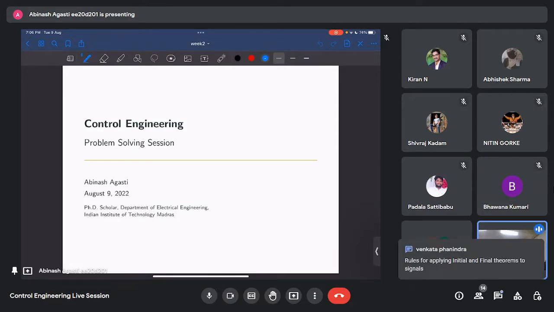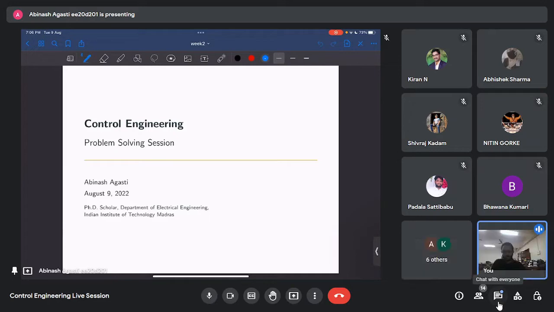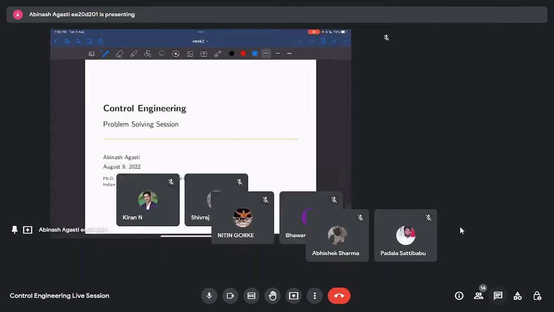So yeah, rules for applying initial value theorem. Okay, yeah, we'll discuss that in one of the questions: how and when IVT and FVT can be used and when they fail. Okay, yeah. So I'll begin now.